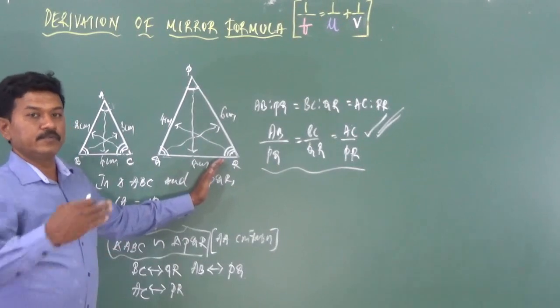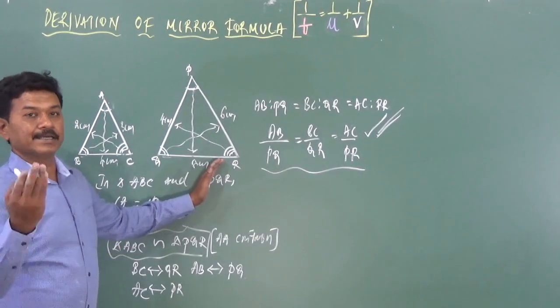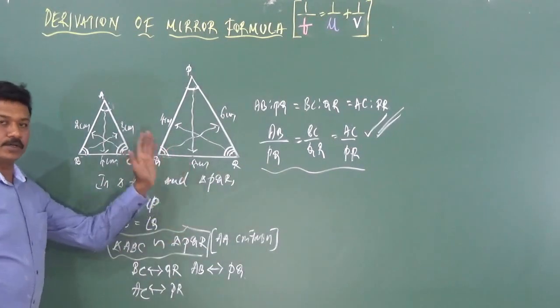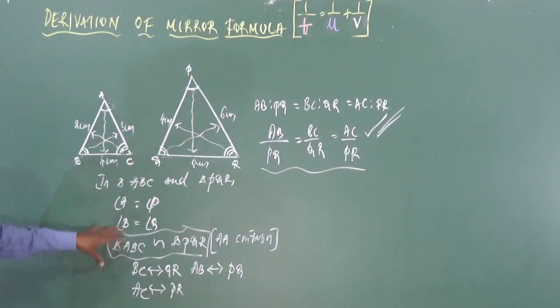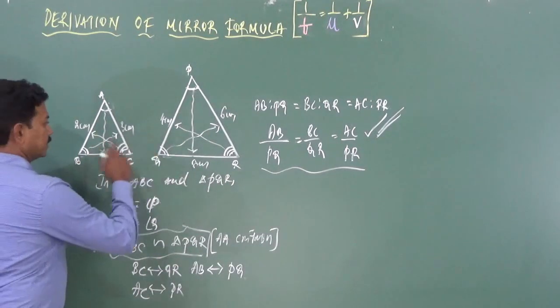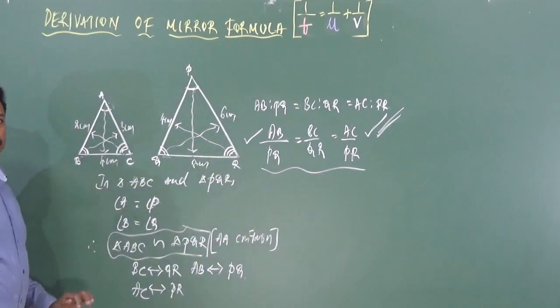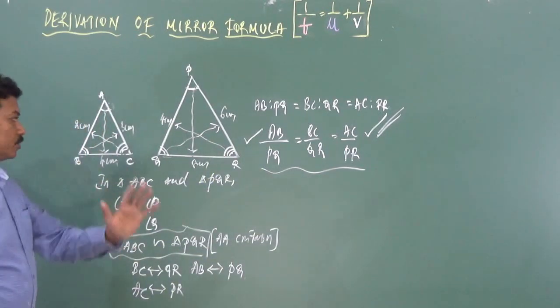Next statement, if two triangles are similar, then their corresponding sides are proportional. So these are the three statements you have to remember. I hope you understood this. It's very easy. So these two triangles are similar, therefore their corresponding sides are proportional. So these two statements, if you remember, it's more than enough.